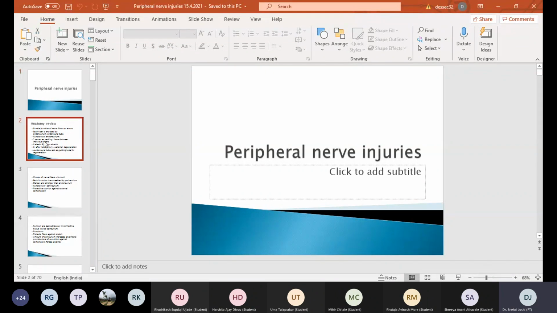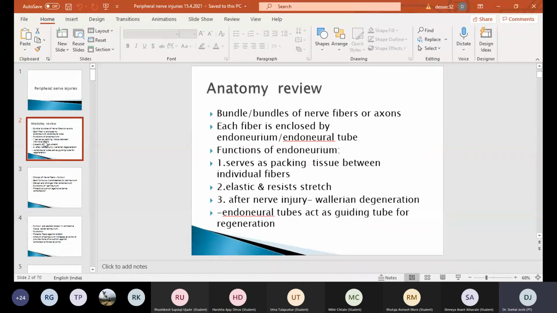Okay, so before we start with actual nerve injuries, we'll just have a quick review of the anatomy of the nerves. Whenever we talk about a nerve, it is going to be a bundle of nerve fibers or axons. Now each fiber is enclosed with an endoneural tube or endoneurium. Why this is important to know is because we are going to learn different types of injuries. I am sure you must have learned it last year also.